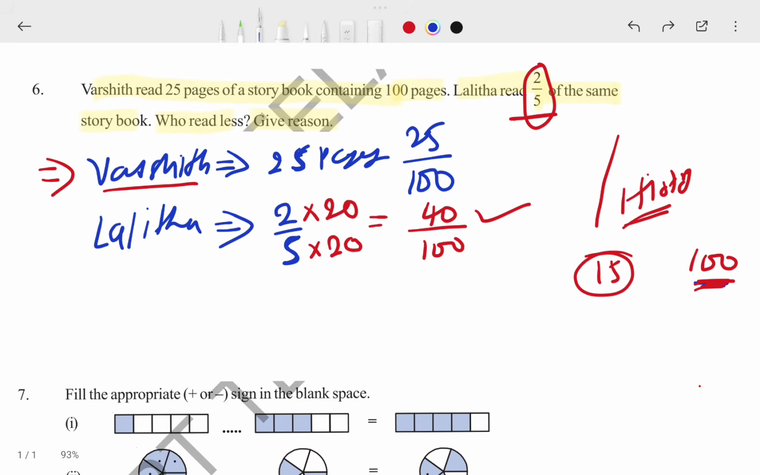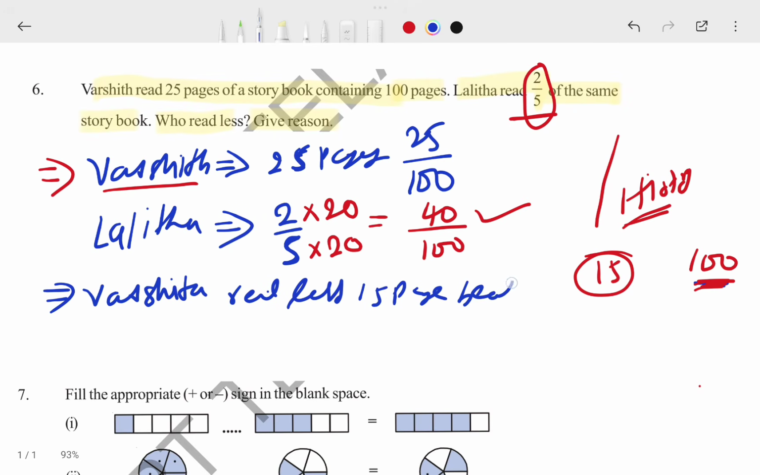Okay? Generally I will write the answer here. Okay? Varshita read less. How many pages less did she read? 15 pages less. Okay, my handwriting is not good, I am telling you, because I am writing with a pen, that's why.